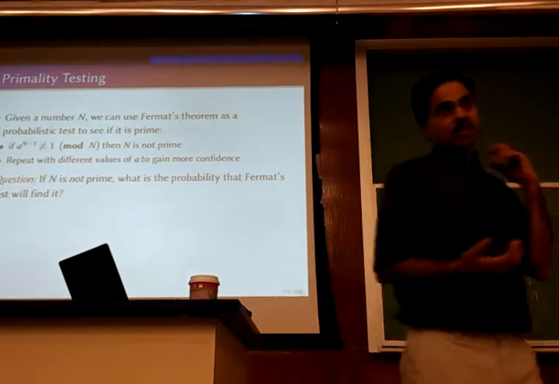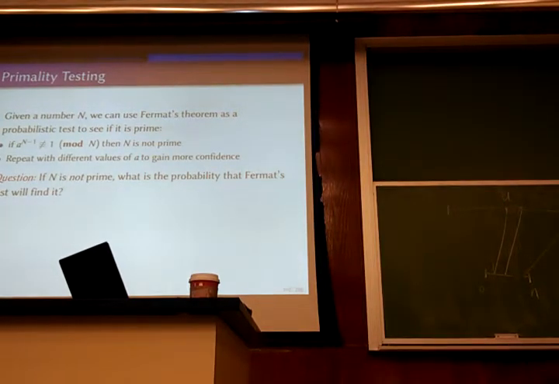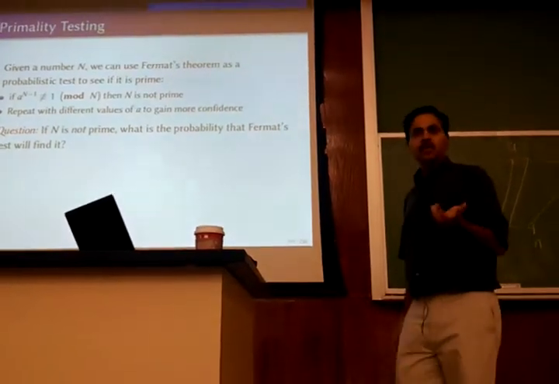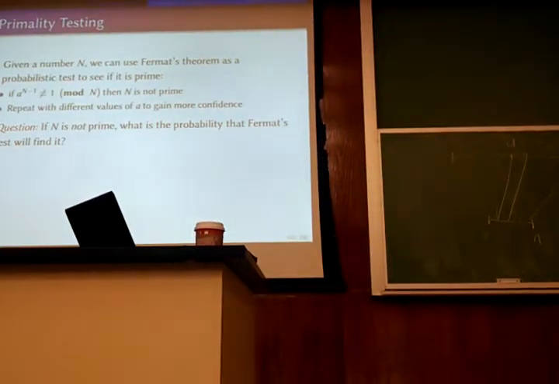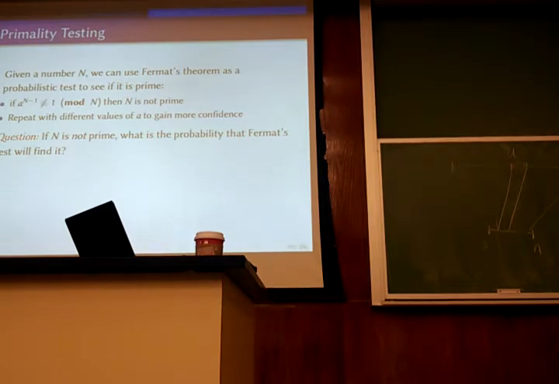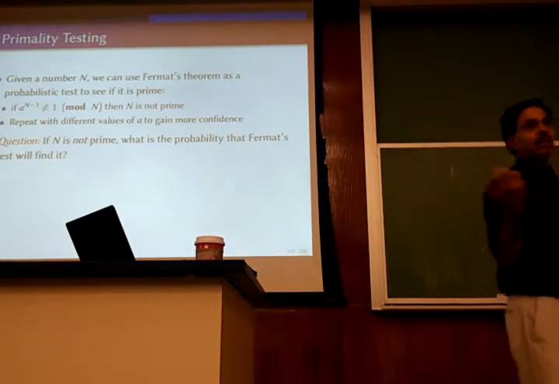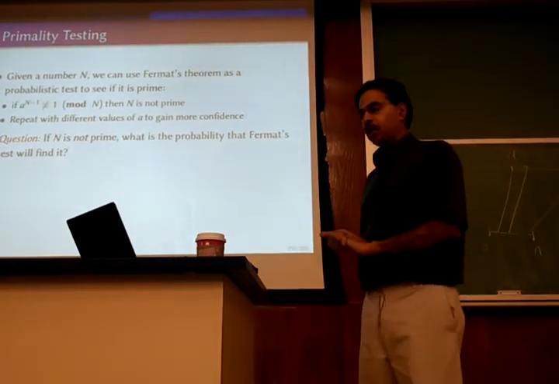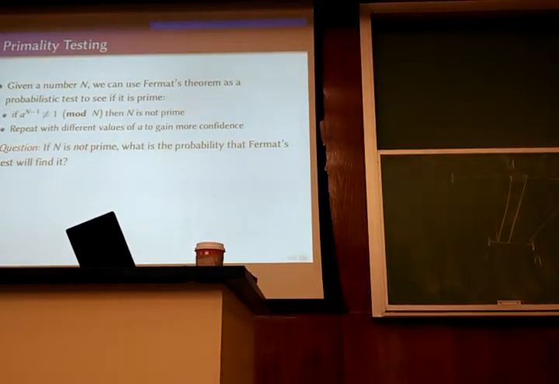So that's the question: if it's not a prime, what is the probability that you'll find out? Because notice that if you are using prime numbers for, say, generating public keys and so on, you want to be pretty sure that it is a prime number, because if it's not, then all of the properties that you're relying on in public key cryptography fall apart. In particular, it's not secure if the number is not prime. So you want a very high level of confidence that something is a prime. What you really care about is to be told that if something is not a prime, it is not a prime.